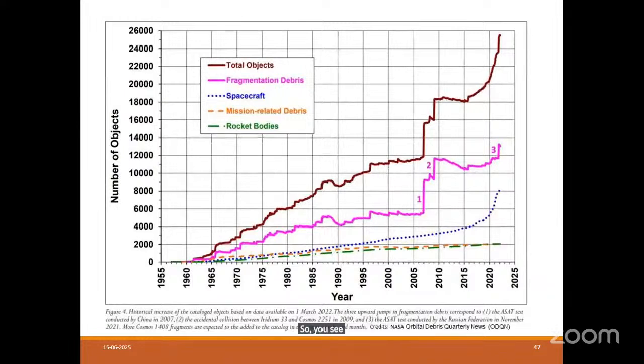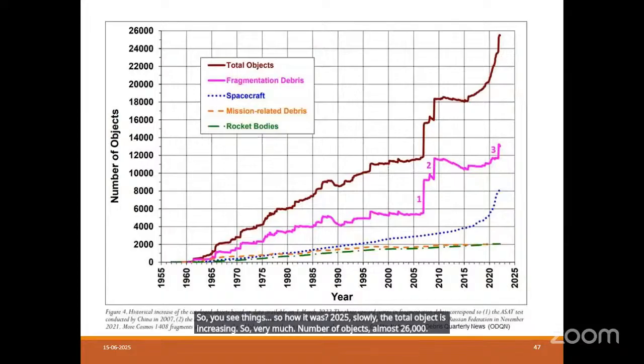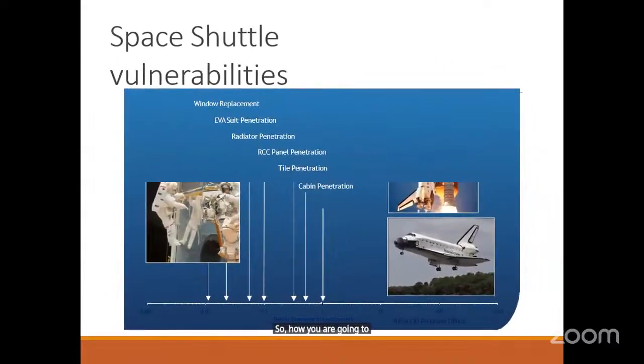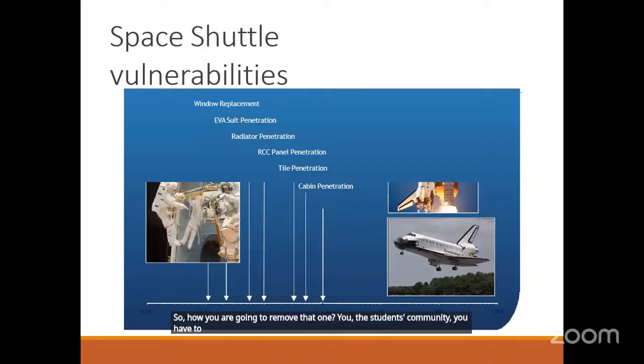As of 2025, the total number of objects is slowly increasing, almost 26,000. We are going to reach 26,000 objects. So how are we going to remove them? You, the student community, have to think, work, and do some projects.